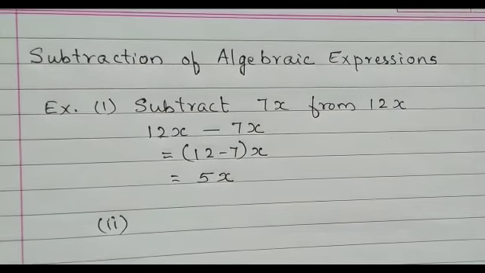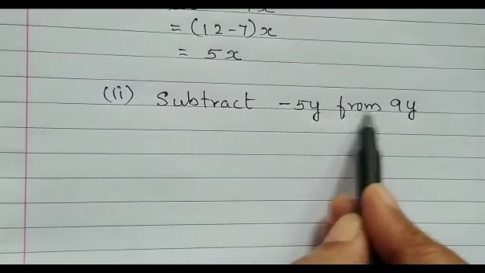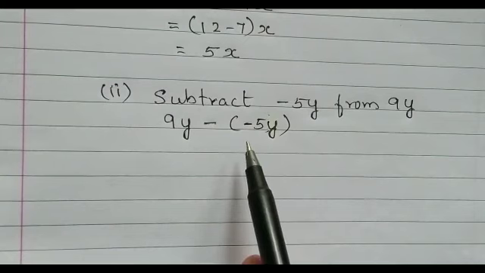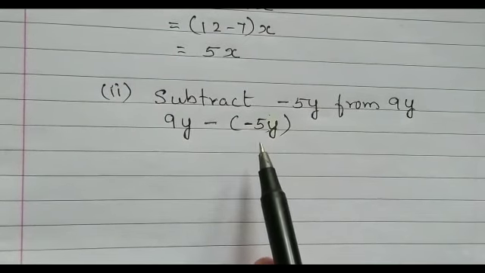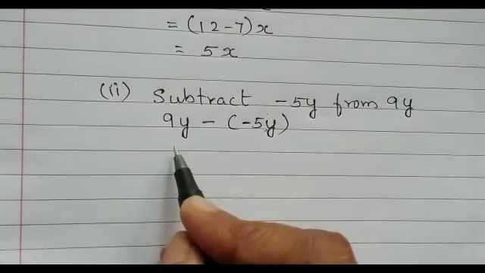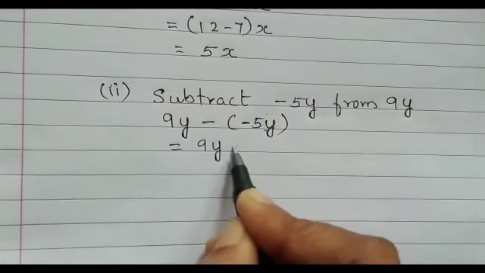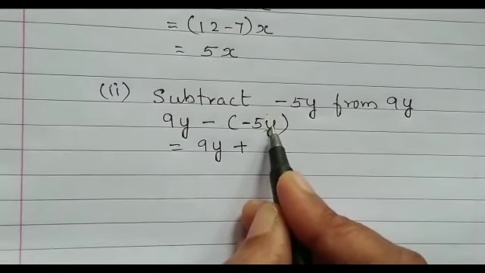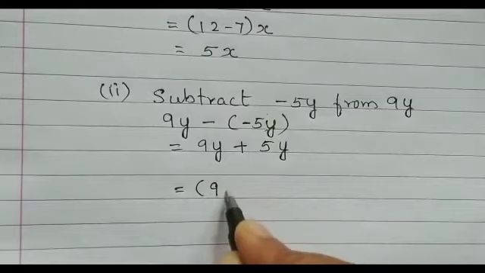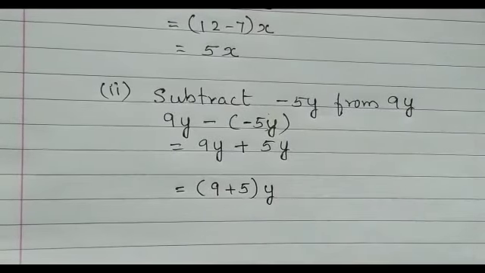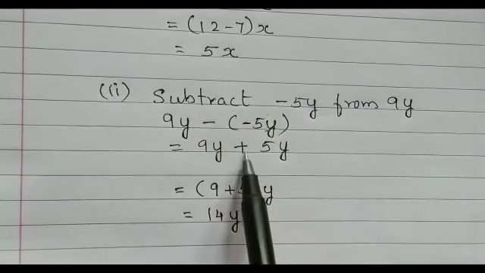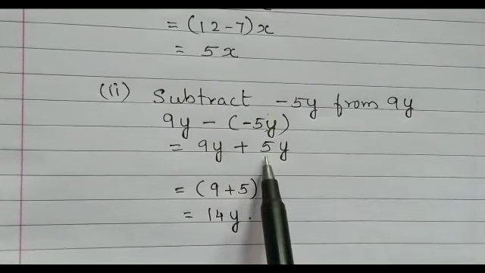Let's see another example. Question is subtract minus 5y from 9y. So you have 9y minus minus 5y. So we know that when you subtract an integer from another integer, it means to add its opposite integer to the other one. So this will change as 9y plus the opposite of minus 5y. The opposite of minus 5y is plus 5y. Add the two, 9 plus 5 multiplied by y. So you'll get 14y. Subtraction means addition of the opposite of the second expression.